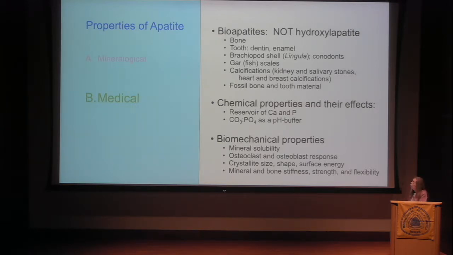So we have one kind of bioapatite in bone, 2 different kinds of apatite in tooth material, enamel and dentin, brachiopod shells of a particular genus, the hard parts of conodonts, the gar fish scales that were passed around. And then we have some not so nice unwanted calcifications: kidney stones, salivary stones, breast calcifications, heart calcifications. Some of you may think about fossil tooth and bone. Actually, although they began life as bioapatite, they have been replaced by a different composition of apatite during the fossilization.